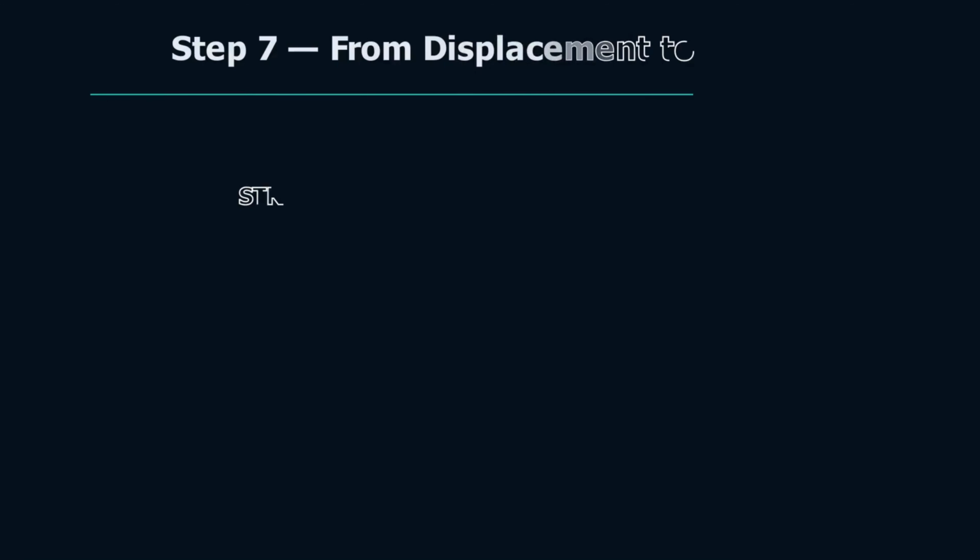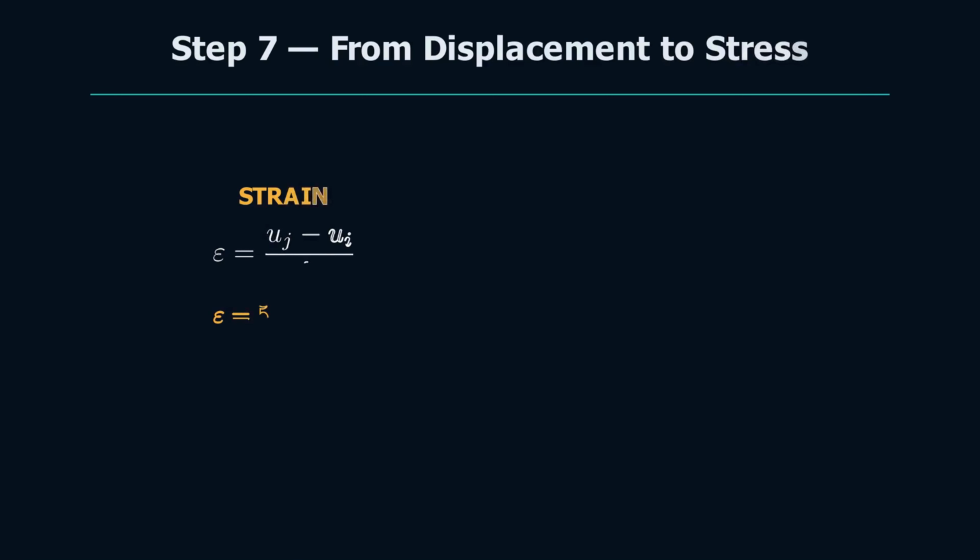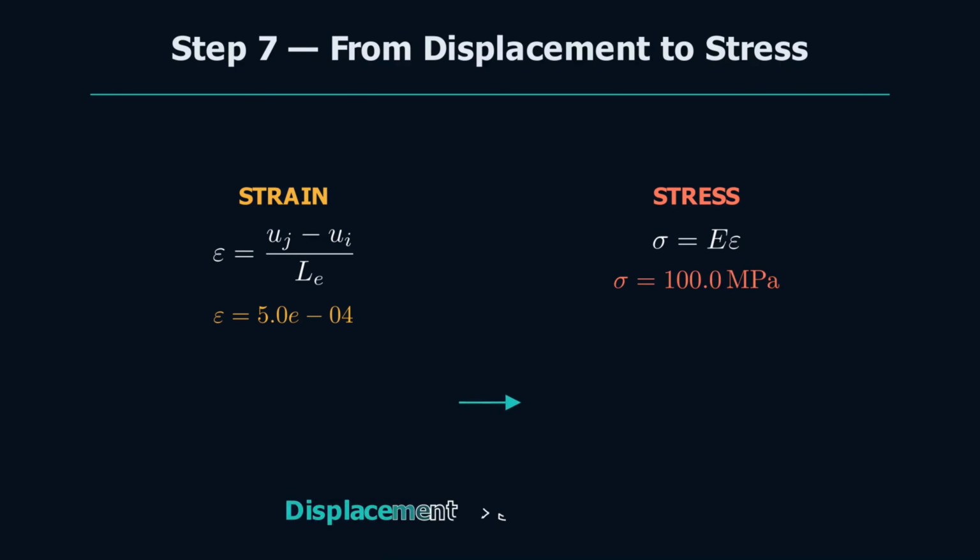Displacement is not our final answer. Once the nodal displacements are known, we can calculate strain inside each element. For a linear axial element, strain is the change in displacement divided by the element length. Then Hooke's law gives the stress. For this example, the strain is 5 times 10 to the minus 4, and the resulting stress is 100 megapascals.